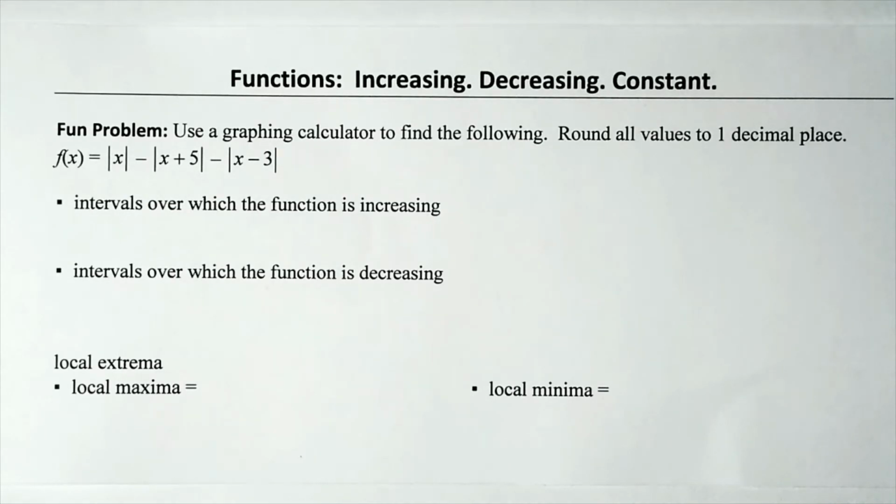It says fun problem, because you know math is fun. Use a graphing calculator to find the following. Round all values to one decimal place. Okay, so the function reads f of x equals absolute value of x minus absolute value of x plus 5 minus absolute value of x minus 3.